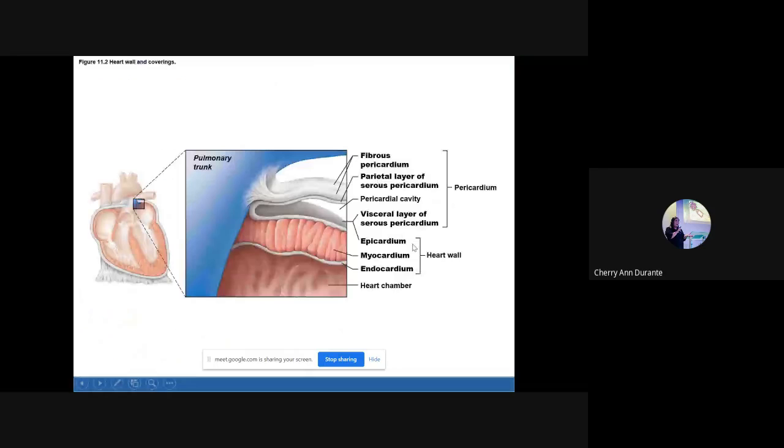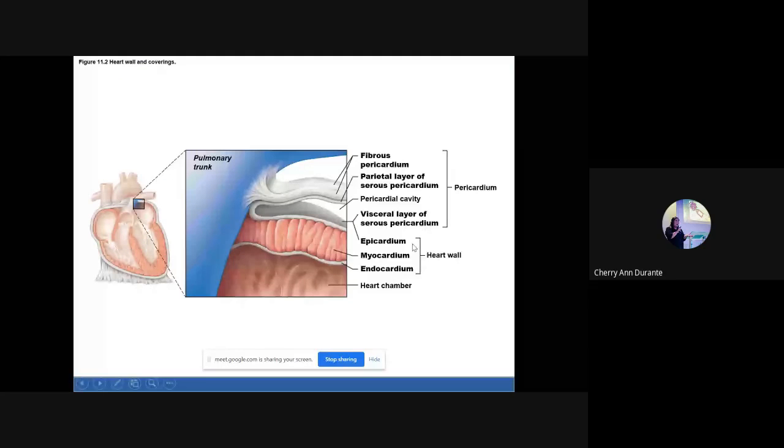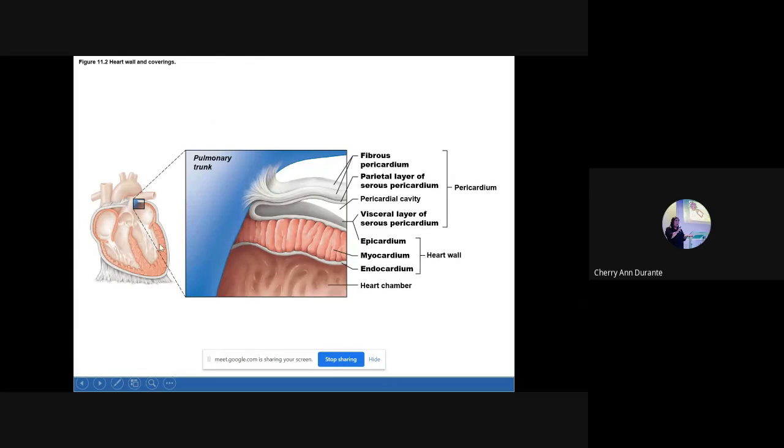Okay. So this is, as you can see, closer view of the heart muscles hanggang pericardium. So you have your parietal pericardium, which is the one that is outside. Then you have your pericardial cavity and yung may fluid. Then you have your visceral pericardium, also known as your epicardium.